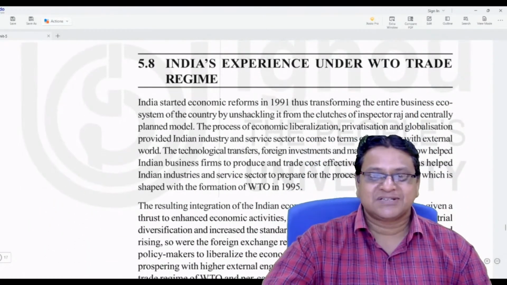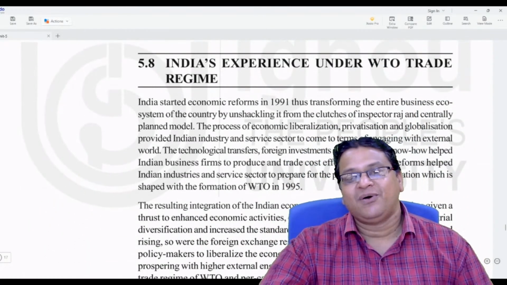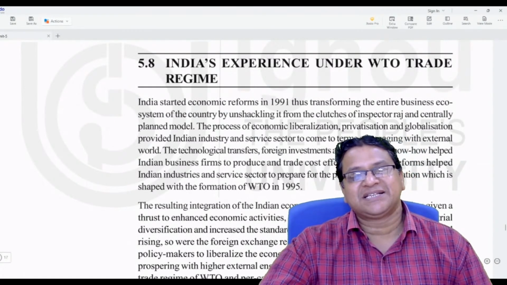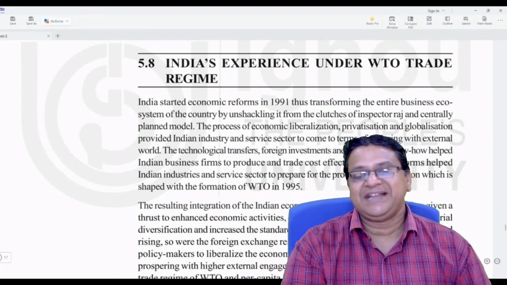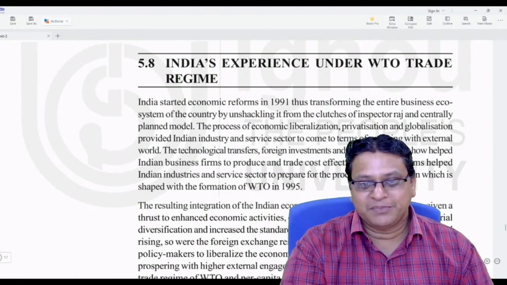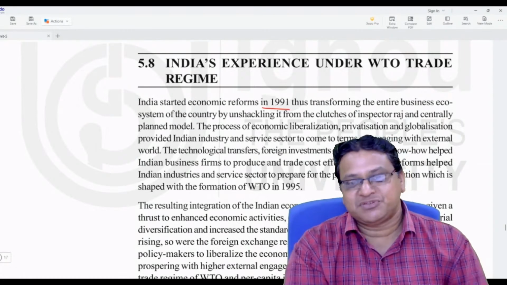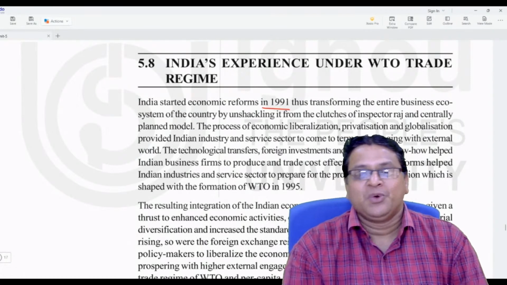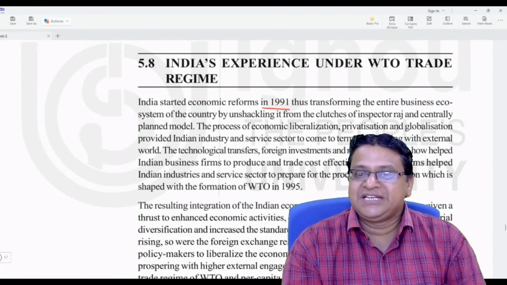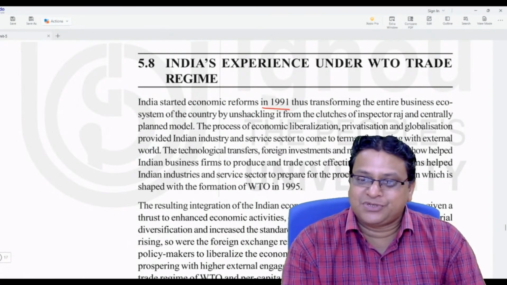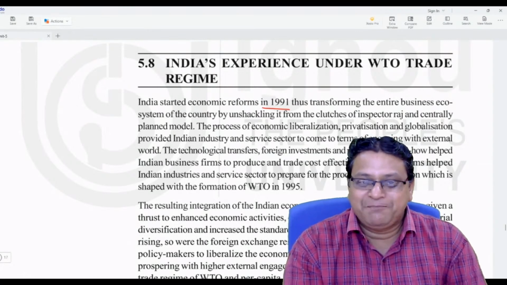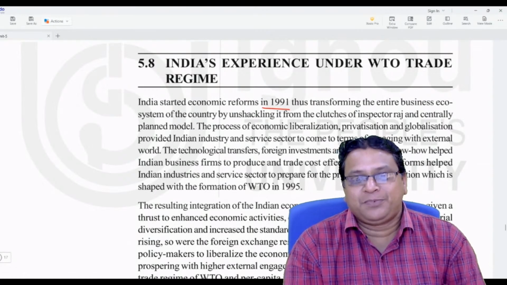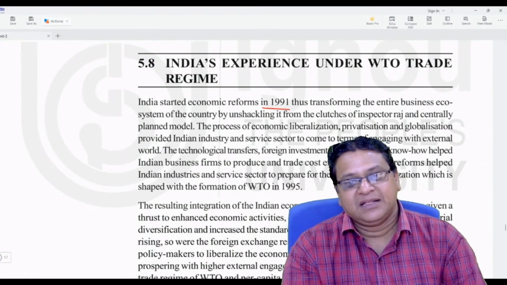Next, we will discuss India's experience under WTO. We have discussed that India started its economic reform in 1991. And from 1991, we have transformed ourselves from a closed economy to an open economy. We have stopped the Inspector Raj. We have stopped the centrally planned model. We have adopted the cooperative federalism model.